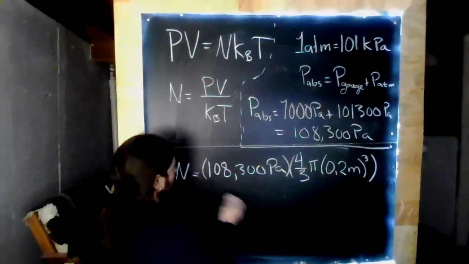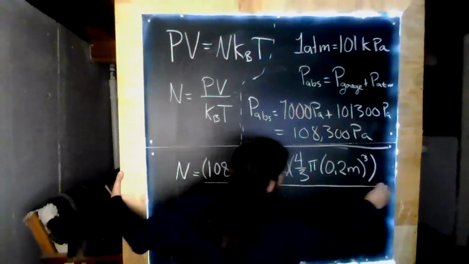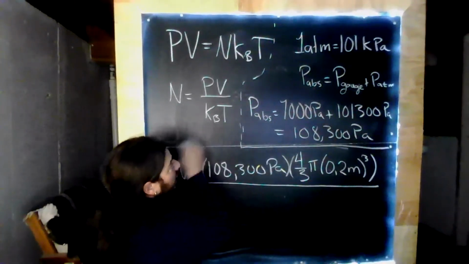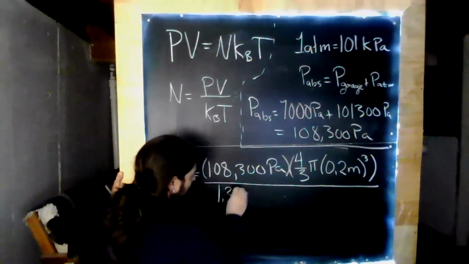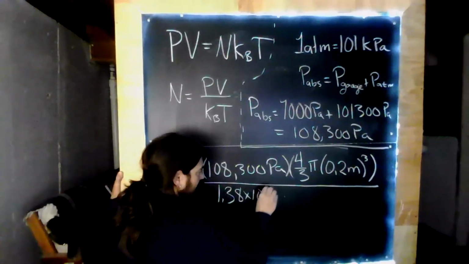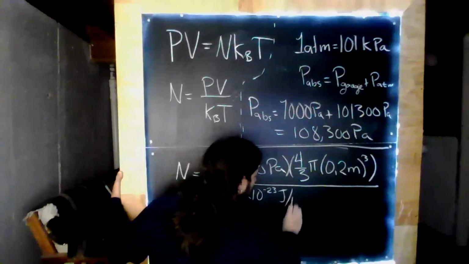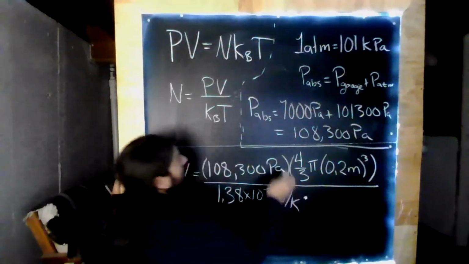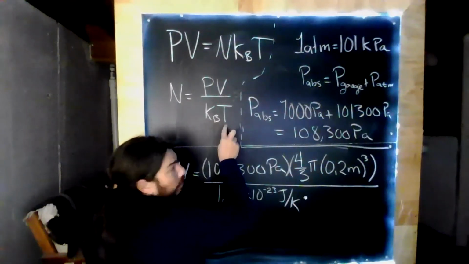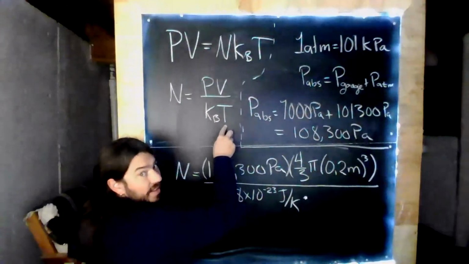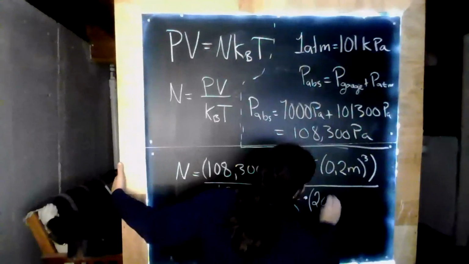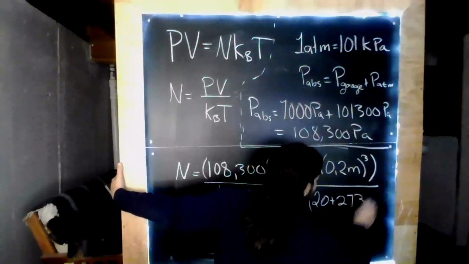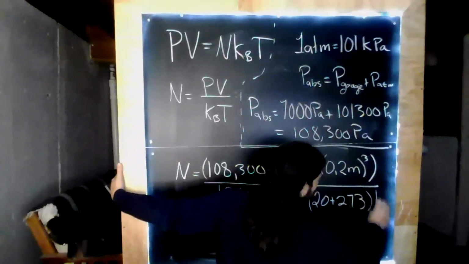4/3 pi r cubed is the volume of a sphere, divided by kb. Remember what kb is? 1.38 times 10 to the negative 23rd joules per Kelvin, times the temperature. 20 Celsius? No. We need to use absolute, right? So we need to use 20 plus 273, and that will be in Kelvin.